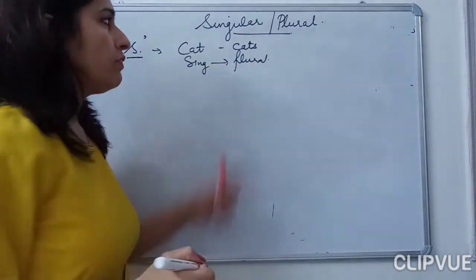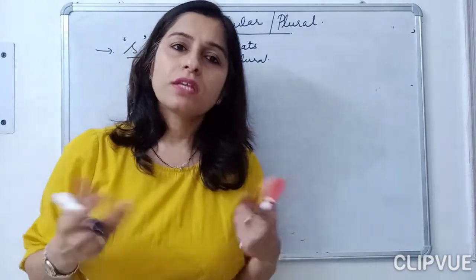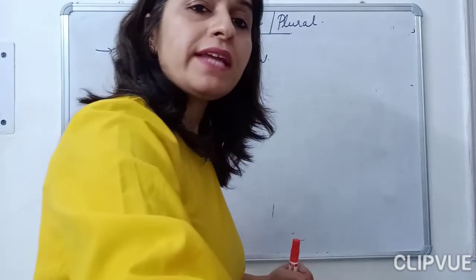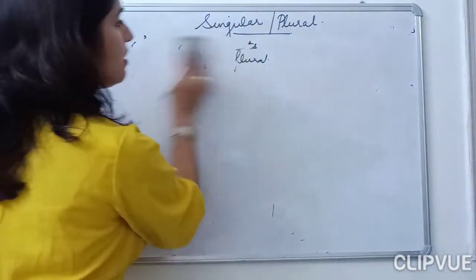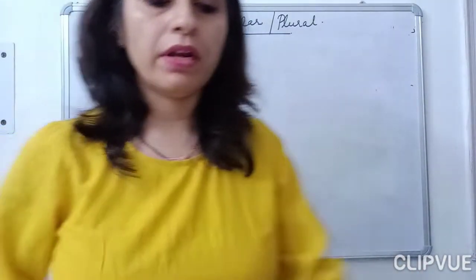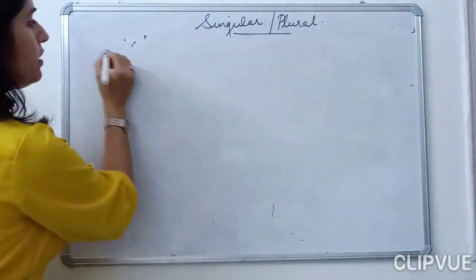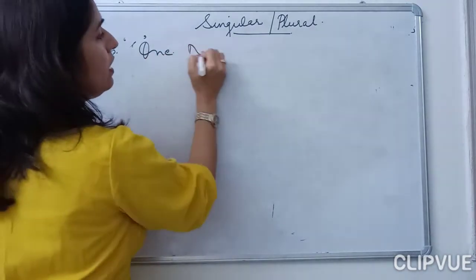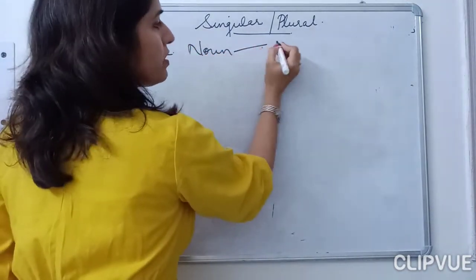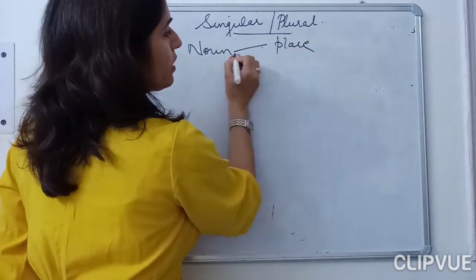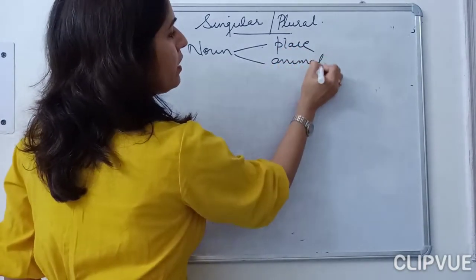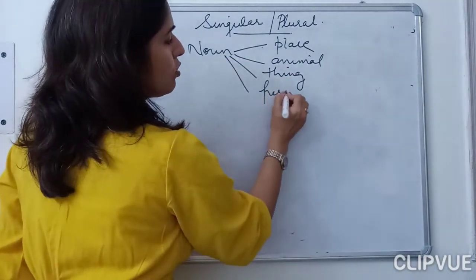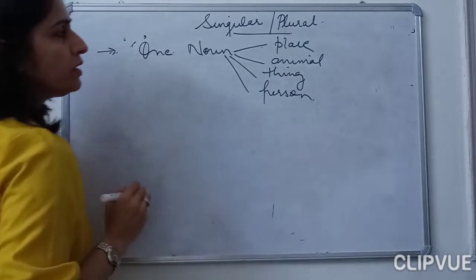Now what are singular and plural, children? Singular means when I am talking about a single thing, which can be an animal, a place, a person, or a thing. So singular means when I am talking about only one single noun. That single noun, children, can be a place, an animal, a thing, or a person.